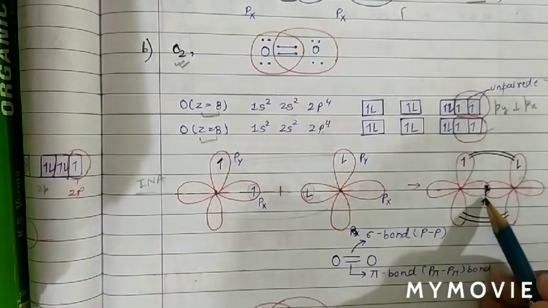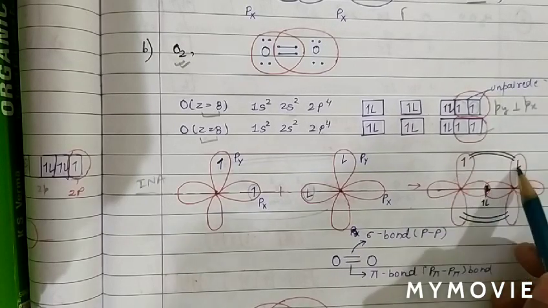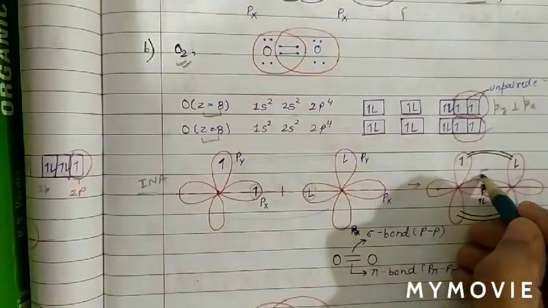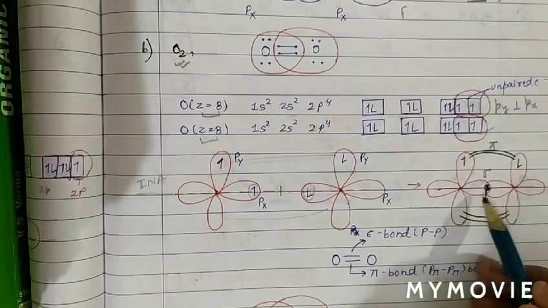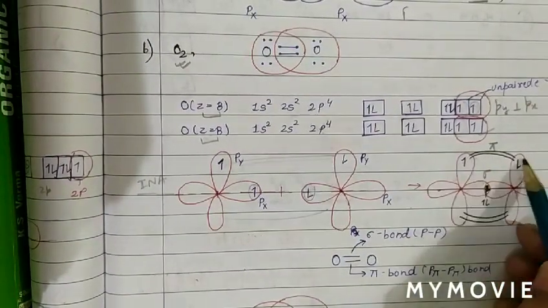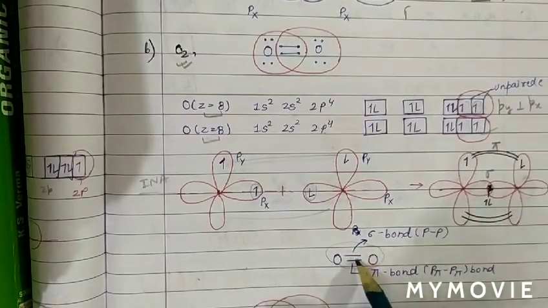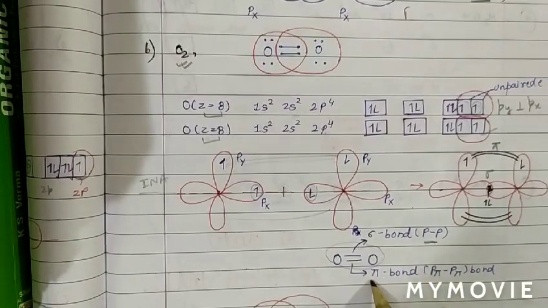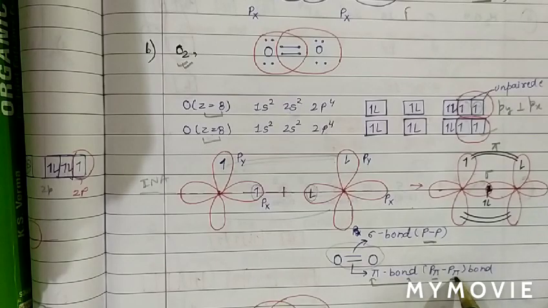Head-on overlapping forms a sigma bond, while sideway overlapping forms a pi bond. So first a sigma bond is formed and then a pi bond. In the O2 molecule, one bond is a sigma bond, formed by pp overlapping but head-on, and the other bond is a pi bond, which is also formed between p orbitals but through sideway overlapping.